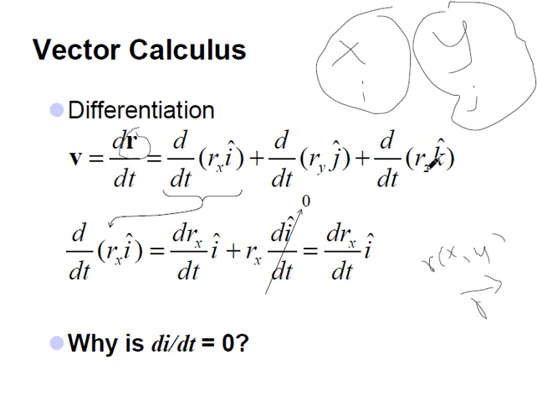Of course, we're going to start introducing the real world, the third dimension, which is your z-axis, the magnitude in the z-axis and the direction of that z-axis. Okay, and you're going to differentiate each component and add them up in order to get the differentiation of your velocity.